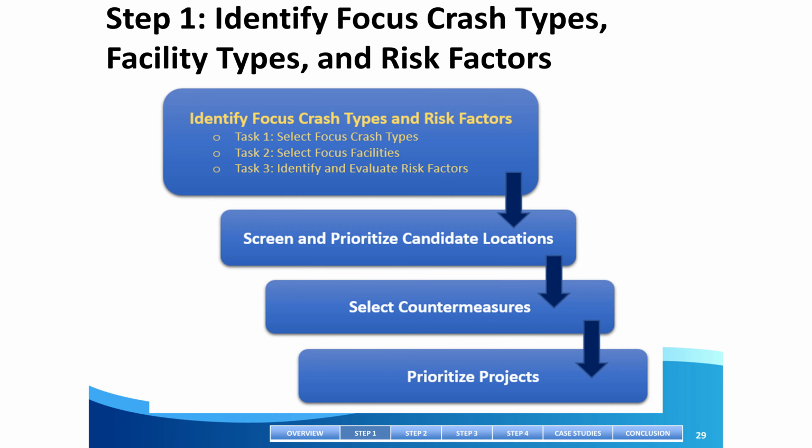So 3 steps. We need to figure out what crashes we want to focus on. For those crashes, where are they occurring? So what are our focus facility types? And then 3, what are the risk factors that relate to those crashes on those facilities?